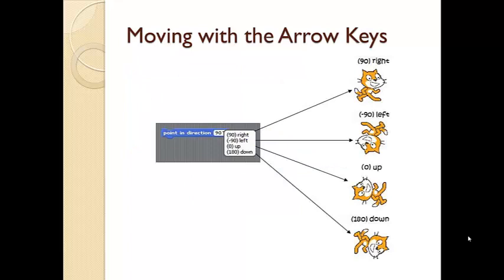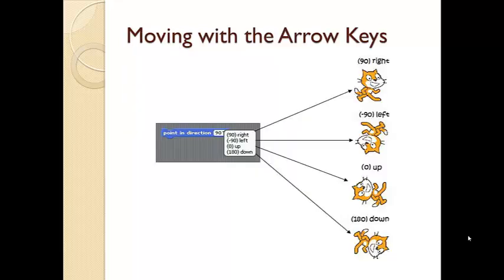So 90 degrees will point your sprite right, negative 90 will point him left, and then 0 will point him up, and 180 will point him down. So remember that you can have your sprite move whatever number of steps you want, but in order for him to move in the direction that you want, you'll have to set his direction too.